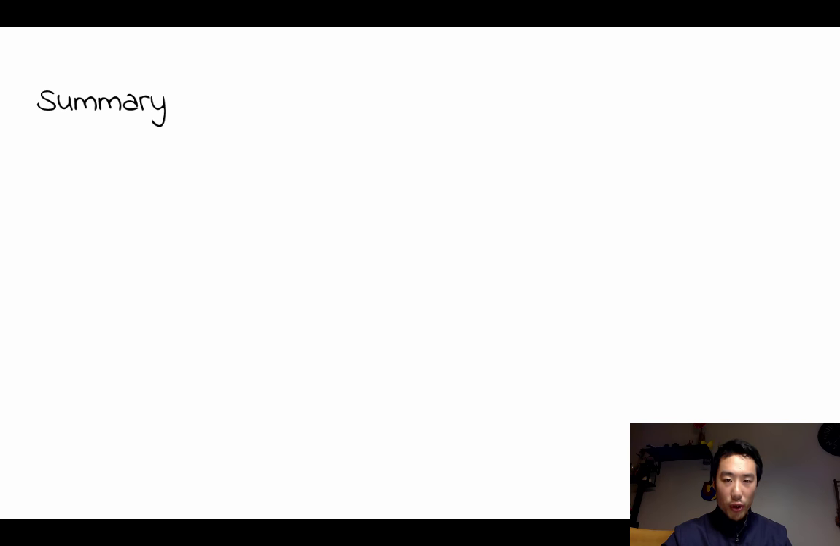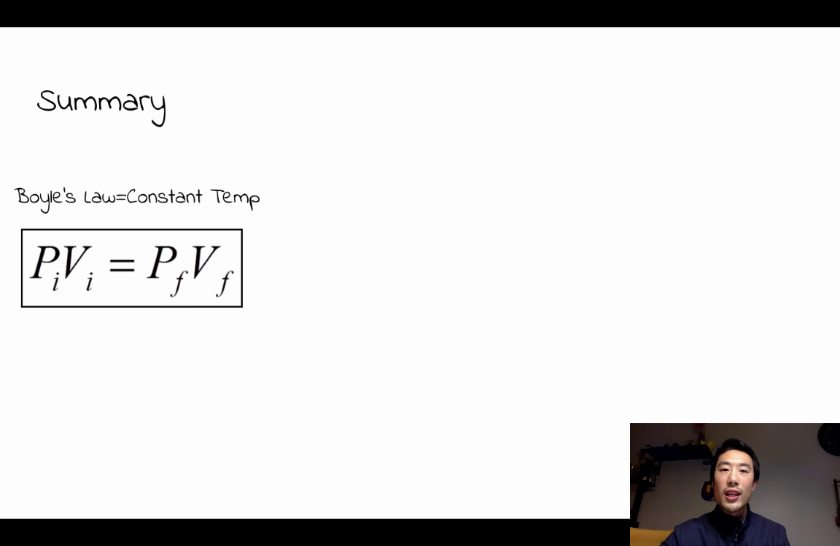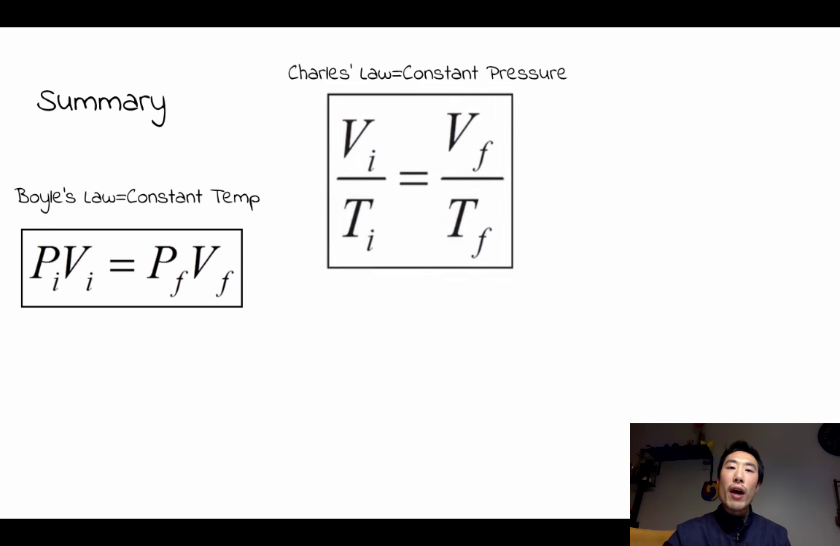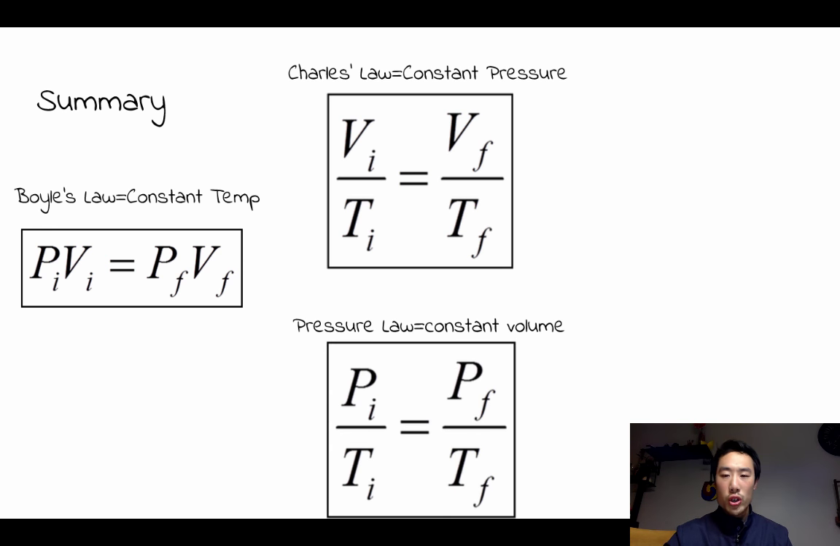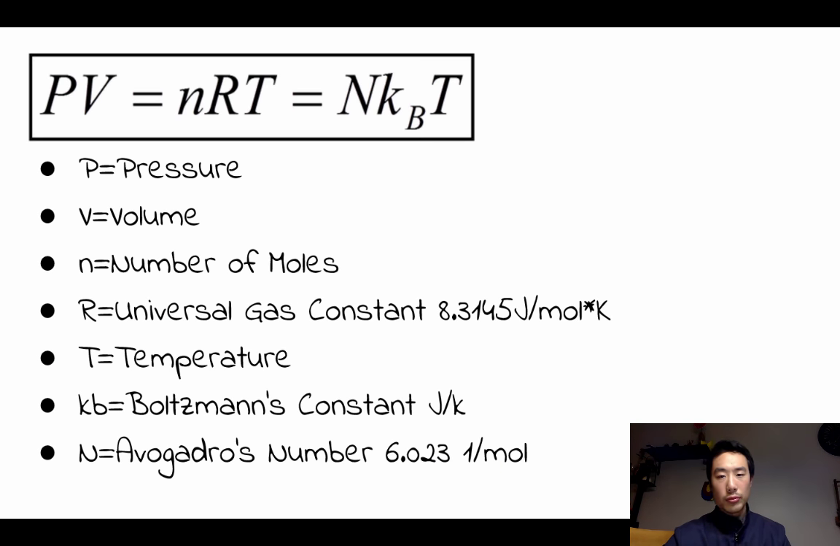All right, so in summary, we have Boyle's law, which requires constant temperature. P initial, V initial is equal to P final, V final. We have Charles's law, which requires constant pressure. V initial over T initial is equal to V final over T final. And last but not least, we have the pressure law, which requires constant volume. P initial divided by T initial is equal to P final over T final.